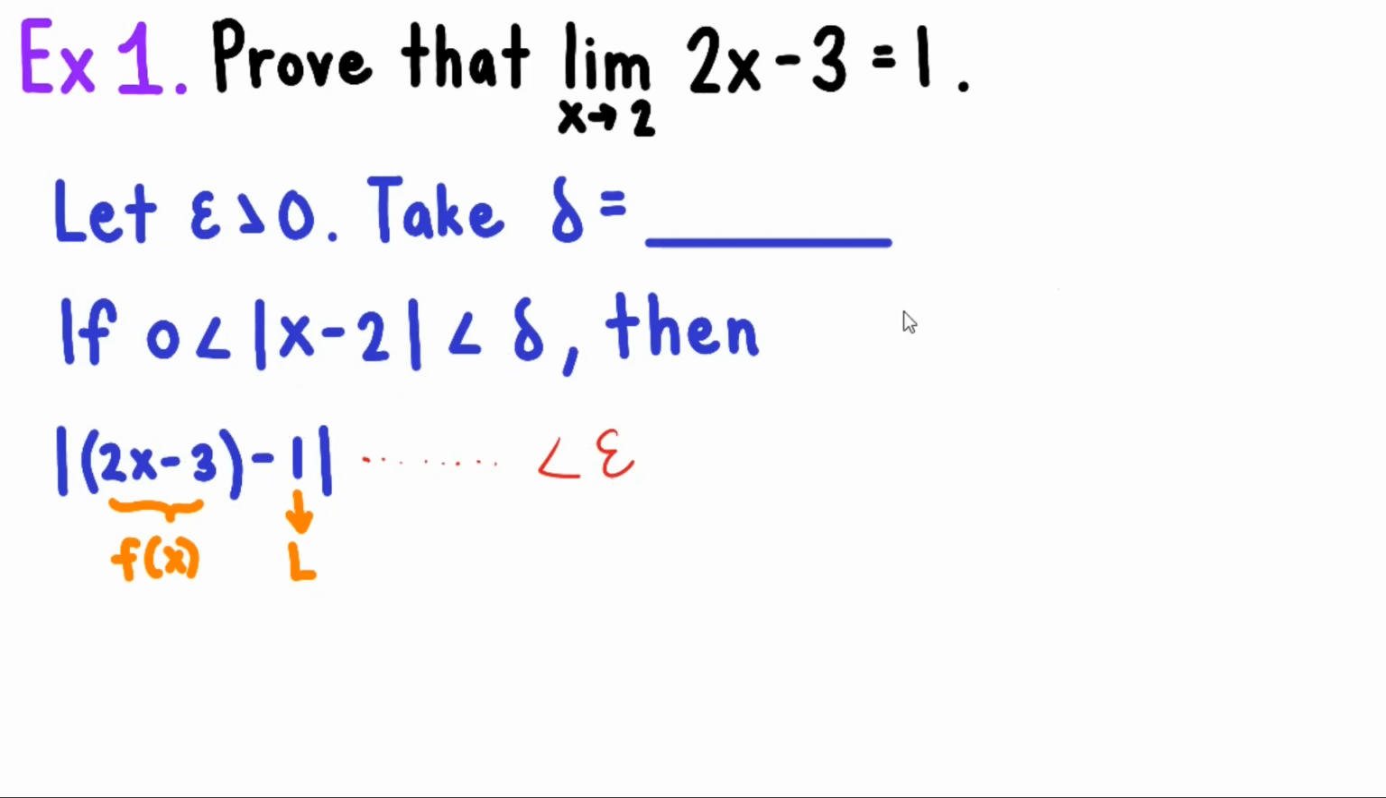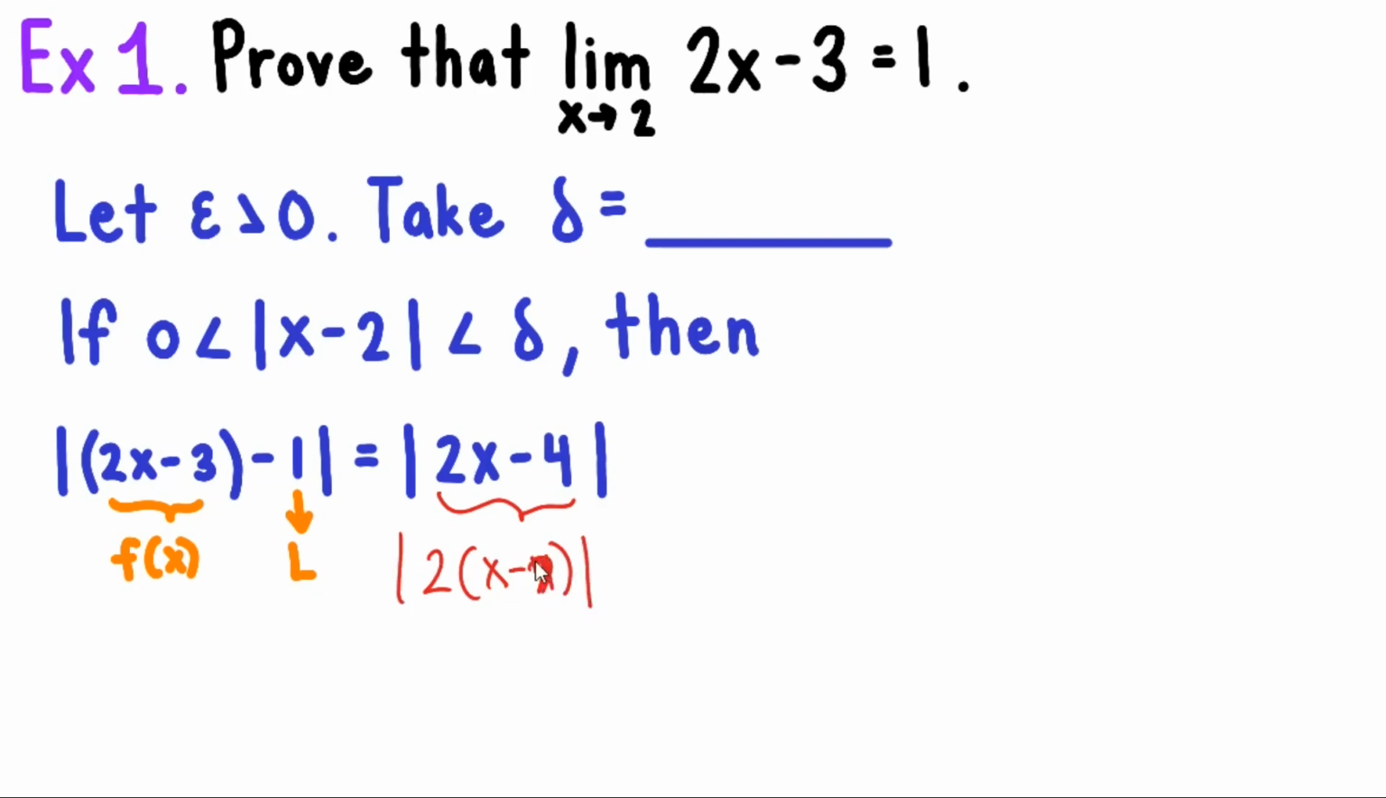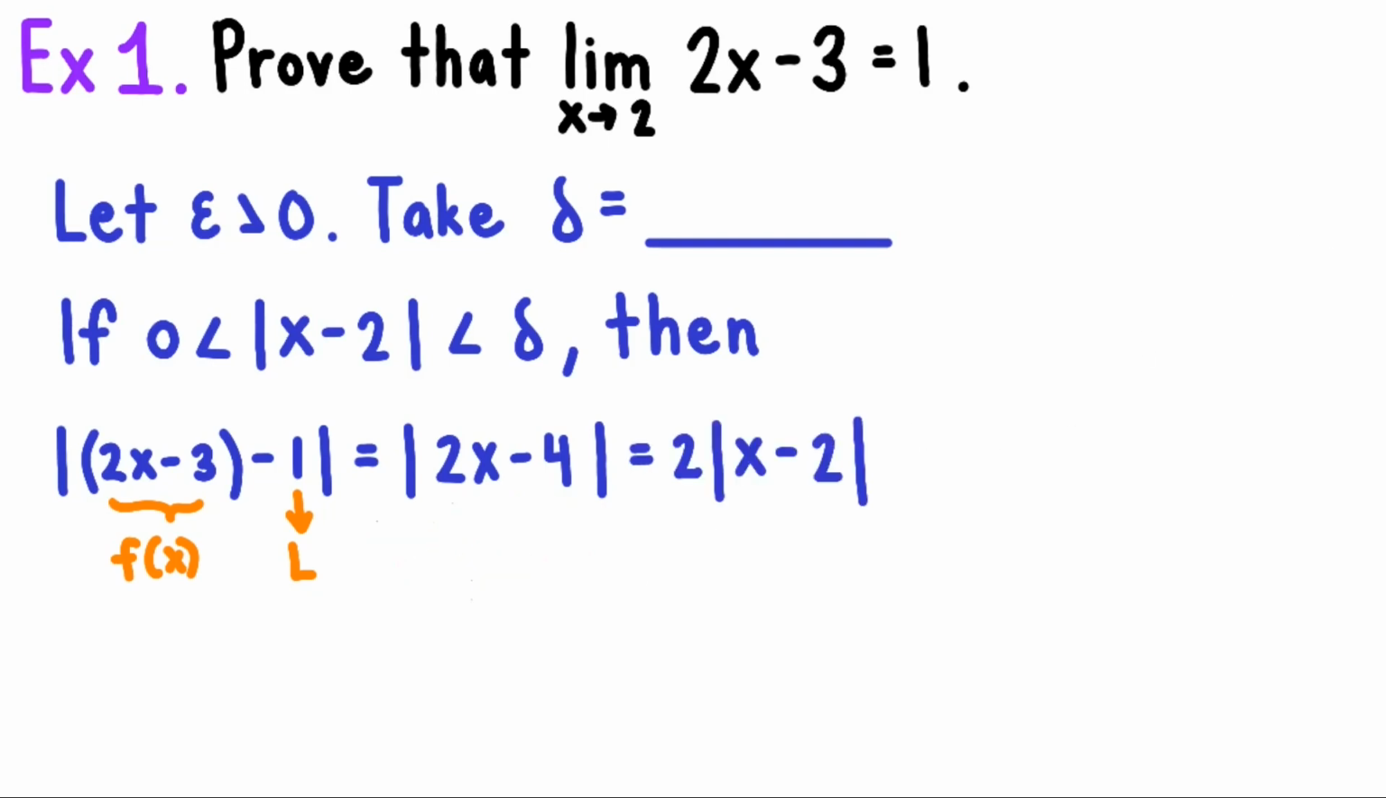So let's start by simplifying this. We have the absolute value of 2x minus 4. Then take note that we can factor out the 2. Oops, this must be 2. And then we can bring the 2 outside of the absolute value. Now this might seem to be a dead end since this is already in its simplest form. But at this part, we can use the assumption that we are given, specifically this part out here.